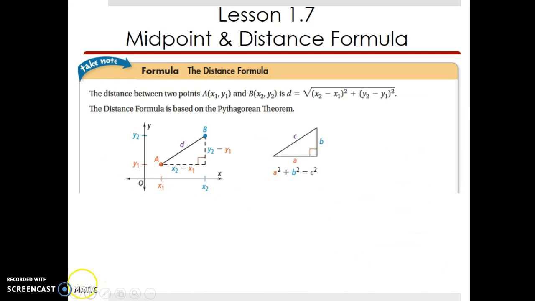Alright, so we're going to stop here for this lesson. In the next lesson, we're going to deal with distance.